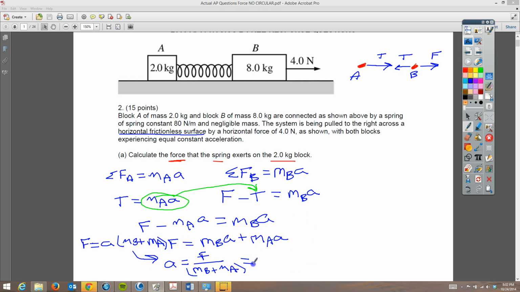So at this point we can go ahead and put all our numbers in. So we've got 4 newtons over 2 plus 8, and 2 plus 8 is 10, so we end up with an acceleration of 0.4 meters per second squared. But they don't want to know what the acceleration is. They want to know what is the force that the spring exerts.